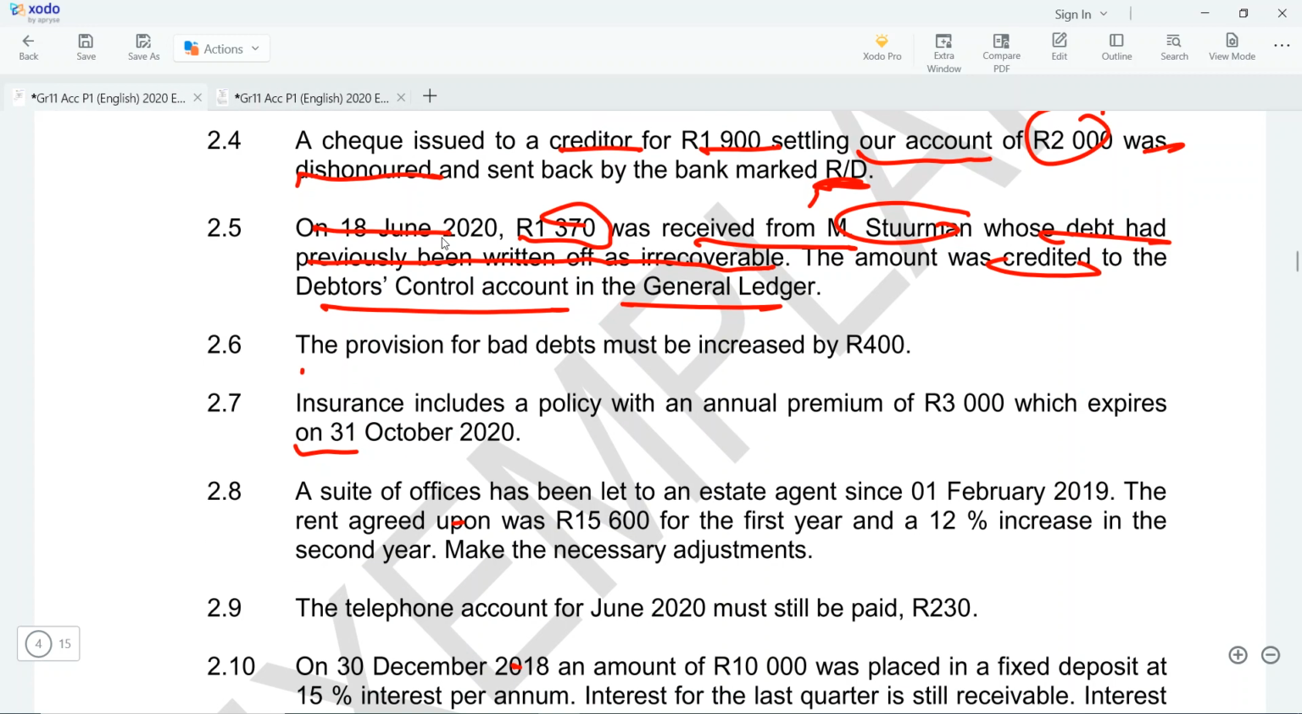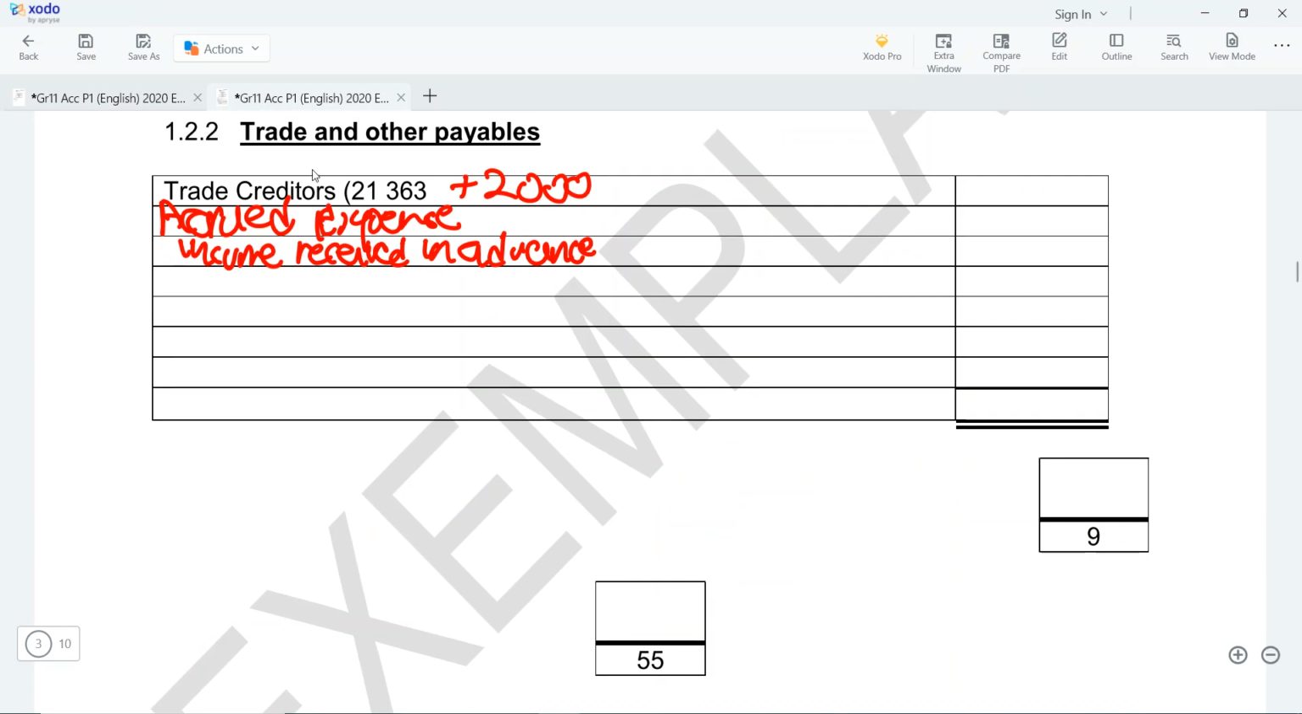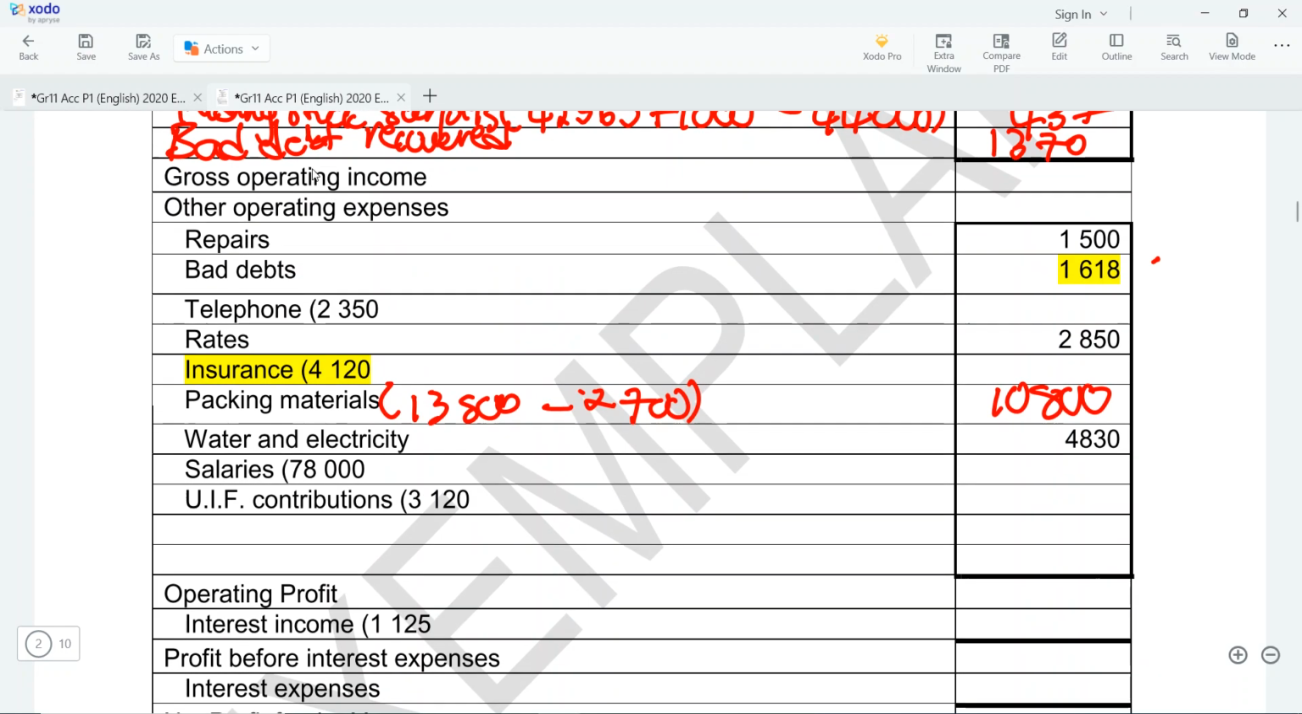Okay, next they are saying that provision for bad debts must be increased by 400. The moment you see that provision for bad debts increases, it means that provision for bad debts adjustment becomes an expense. Remember, they're saying that it must be increased by, so we say provision for bad debts adjustment, and then they say it must increase by 400. The by is the increase or decrease amount, to is the final amount. Okay, so because they say by, we bring it at the last column.